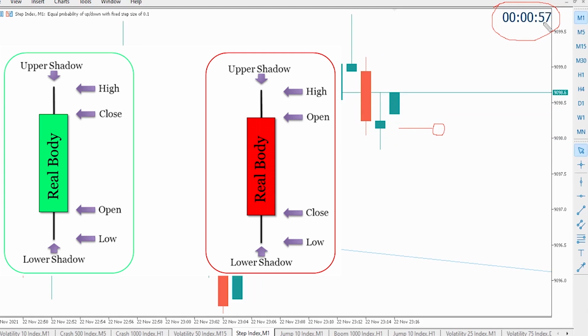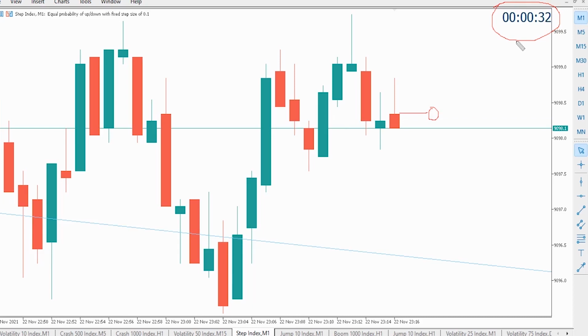Now the time I've reset again. Now a new candle has begun to form. This time around, this is the open of this candle. Let me get rid of the previous one so that you don't get confused. So this is the open of this particular candle, and this candle will continue to go up and down until this time finishes and resets to 1 minute. So what is happening here?